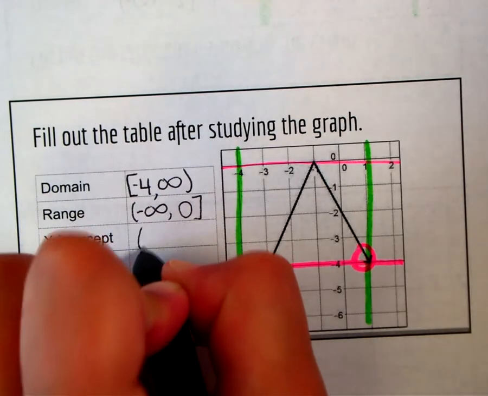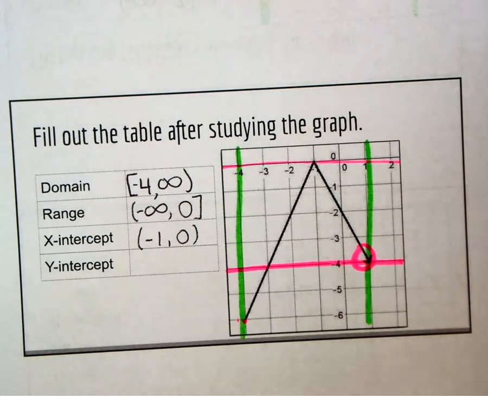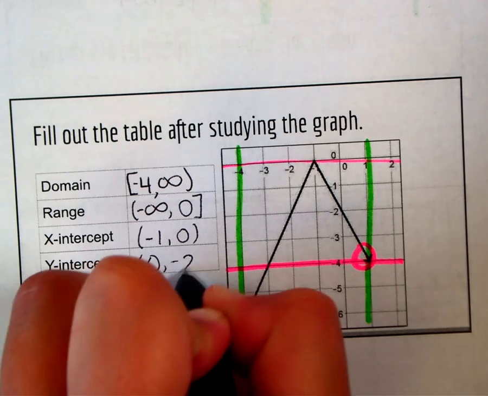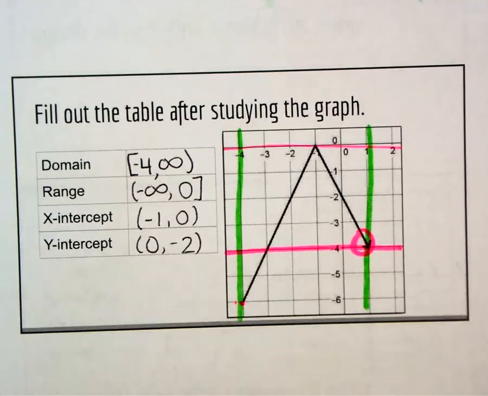I have one x-intercept at -1, 0, and one y-intercept at 0, -2. So that's a couple of examples about domain and range.